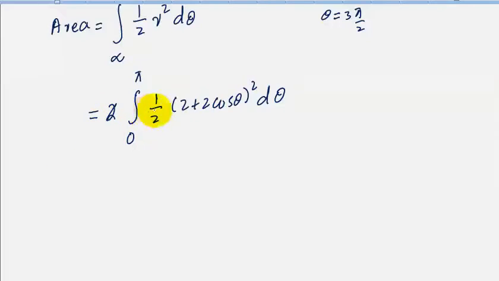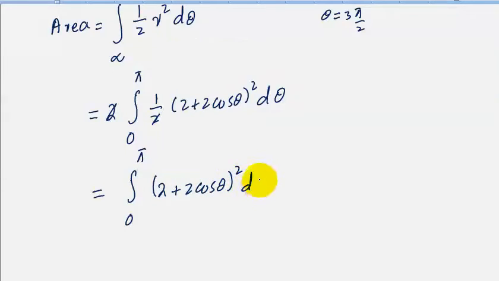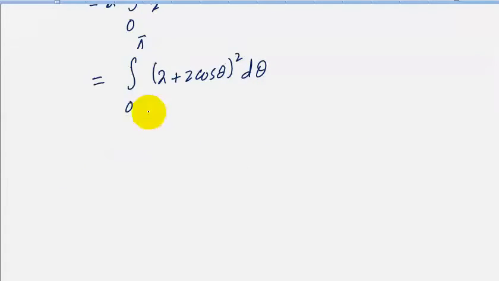Here 2 is cancelled out and we are left with integration 0 to pi 2 plus 2 cos of theta whole square d theta. Now we have to evaluate this definite integral. This is equal to integration 0 to pi.